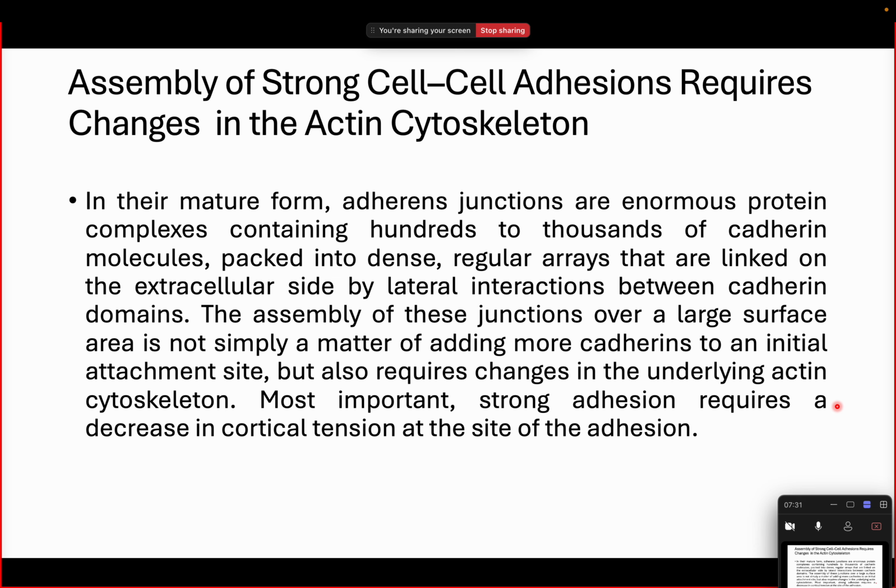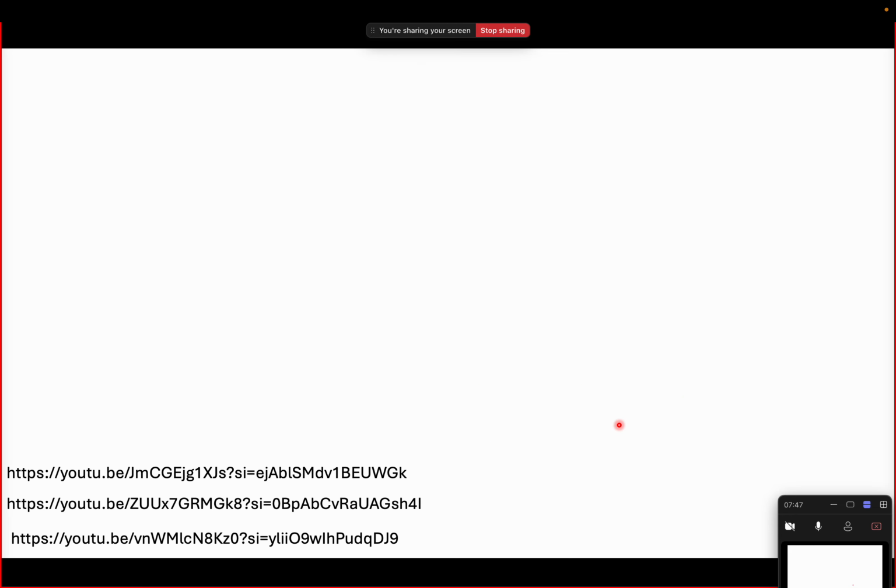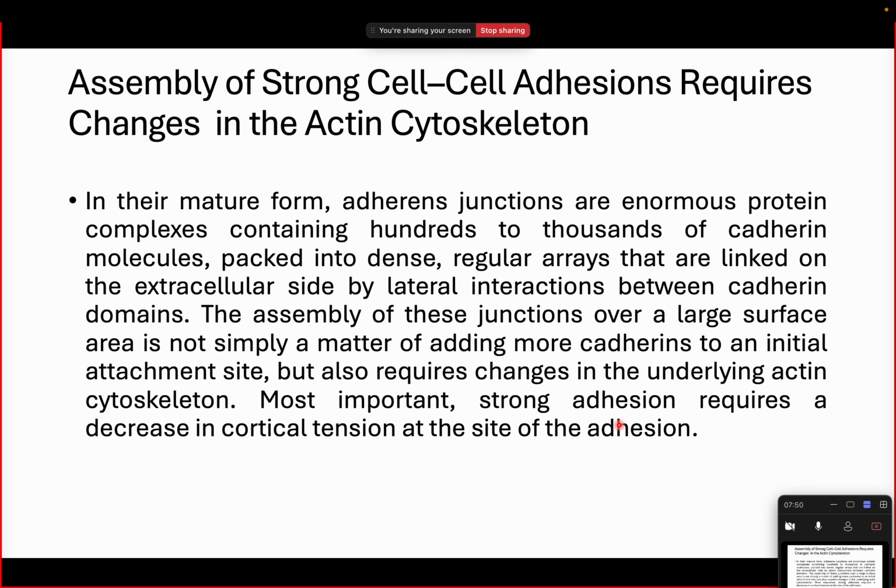So, as usual, what we were discussing in the last class was about cell adhesion markers, or how cells interact with each other. These are the different types of CAM molecules, cell adhesion molecules, and now we'll see what is the role of exactly cell adhesion. Okay, so assembly of strong cell adhesions requires changes in the actin cytoskeleton.